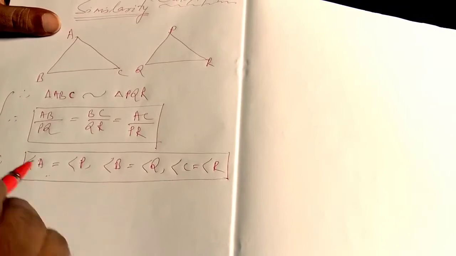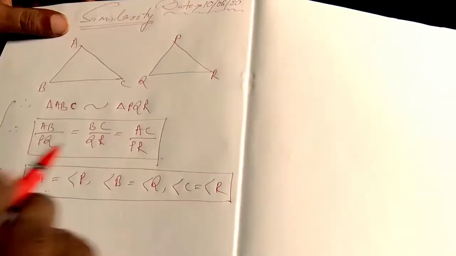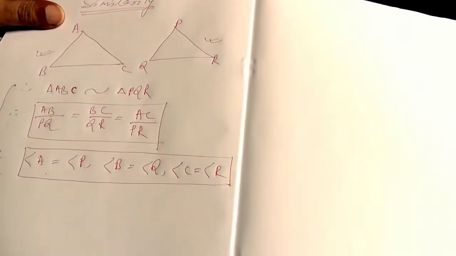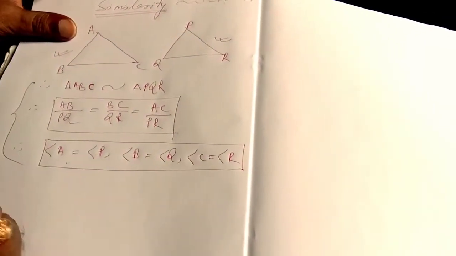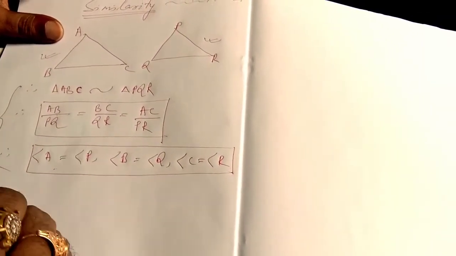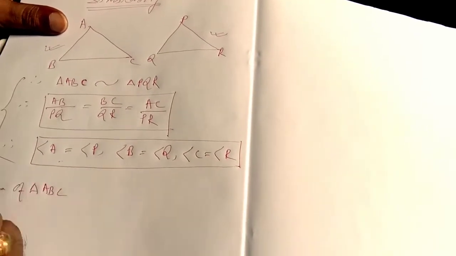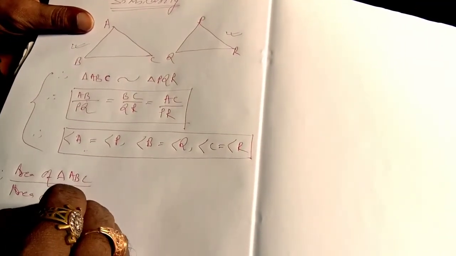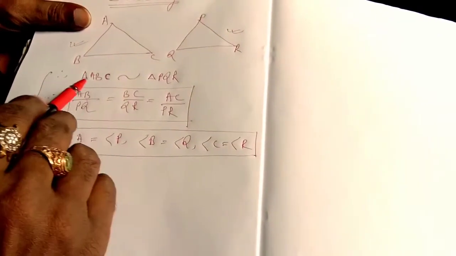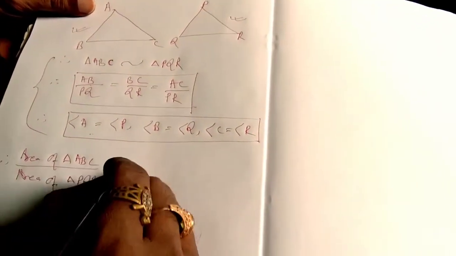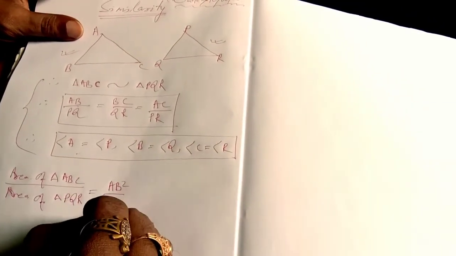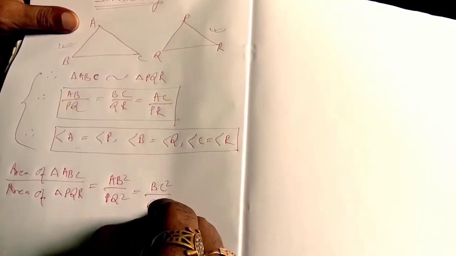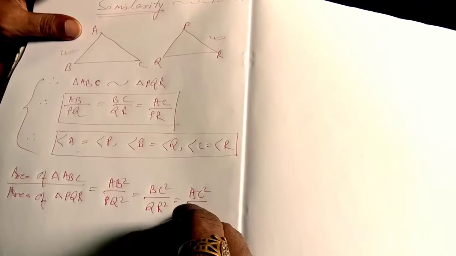Already I have told the conditions required. Next, if two triangles are similar, meaning this triangle is similar to this triangle, the side ratio is the same. What are the things you will get if the two triangles are similar? Next you see, area of triangle ABC divided by area of triangle PQR, I will tell you how to prove. If the two triangles are similar, the area ratio is equal to the square of the side ratio, meaning AB square by PQ square, BC square by QR square, AC square by PR square.